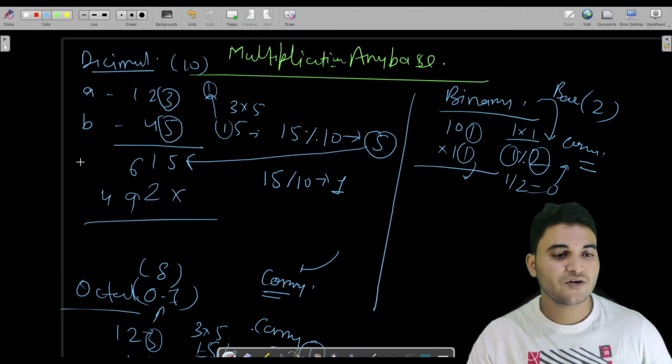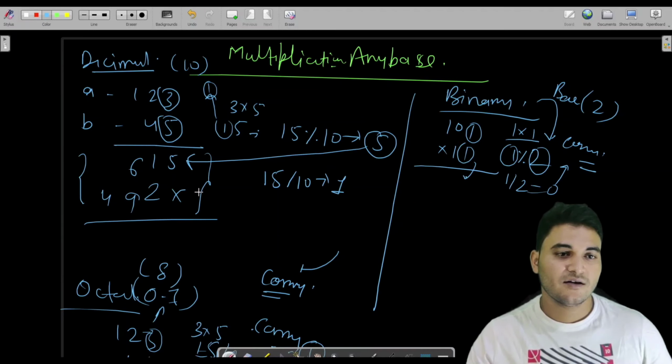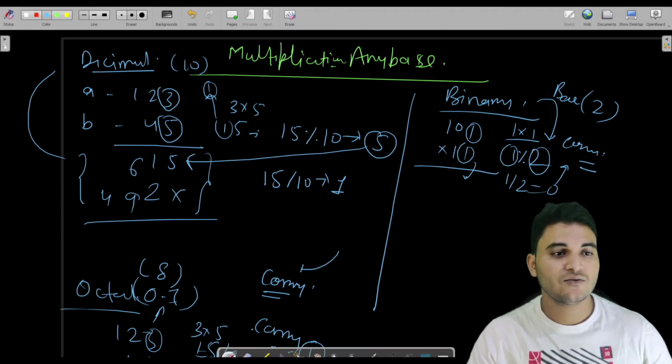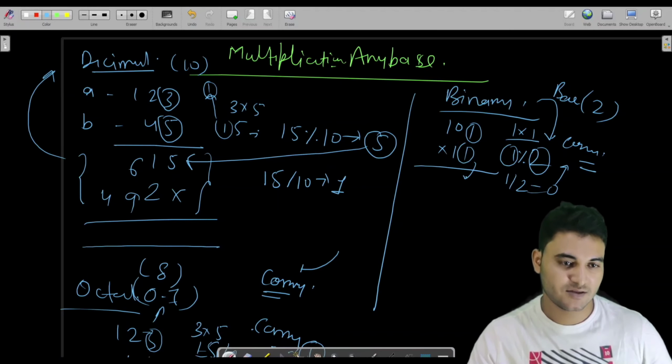So once we got the result for all the multiplications, we used to add both the numbers. Fine. So in which mode we used to add these? We just used to add these numbers in the number system in which we are multiplying them. So here we are multiplying two decimal numbers, then we used to add these numbers as decimal numbers. Fine.